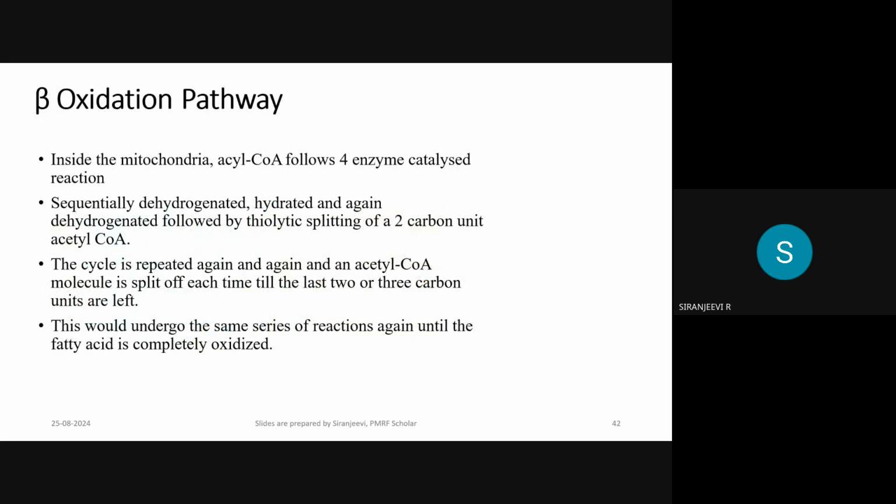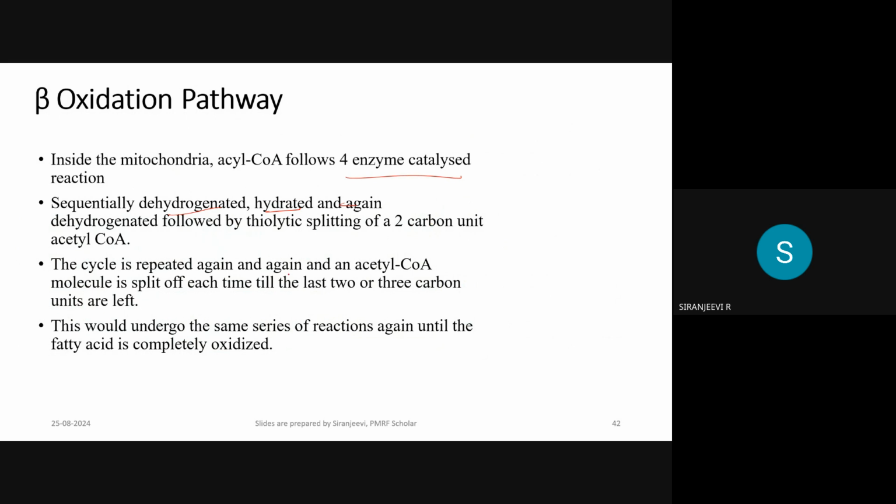So we'll see the beta oxidation now, overall what happens. Inside the mitochondria, the acyl CoA undergoes a four enzyme-catalyzed reaction. First it has to be dehydrogenated, then hydrated, then again dehydrogenated, followed by the thiolytic splitting of the two carbon unit, that is called acetyl CoA.